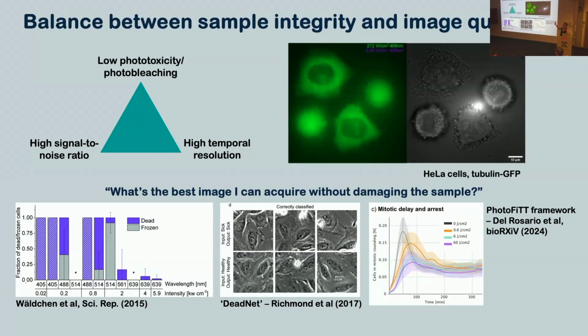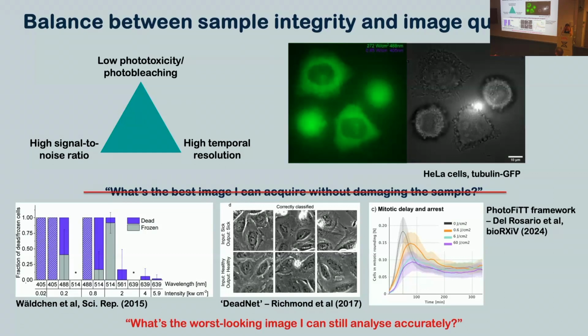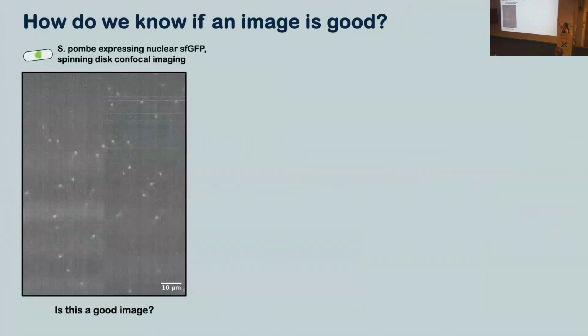I'm interested in a slightly different question, which is just, what's the worst looking image that I can still analyze accurately? Or to put it bluntly, what's the worst image I can get away with? Because that's as good as you can get in fluorescence microscopy. So if I want to answer that question, then we need to answer this question, and that's, how do we know if an image is good or not?